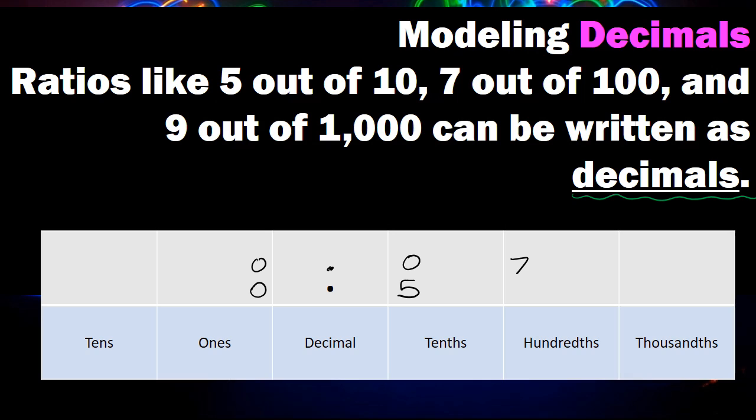And if we were going to write out the decimal 9 out of 1000, we'd have a 0 in the ones place. We'd have our decimal point. We'd have a 0 in the tenths place. We'd have a 0 in the hundredths place. And then we'd have a 9 in the thousandths place. And so that place value will tell us what model to choose.